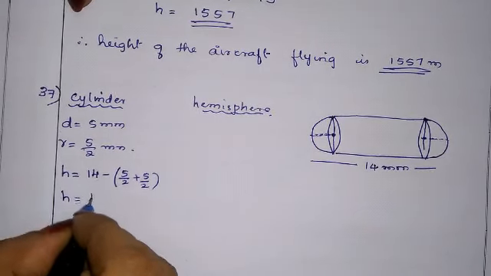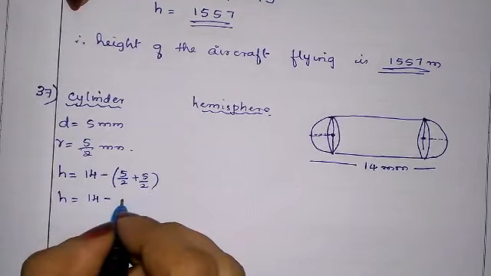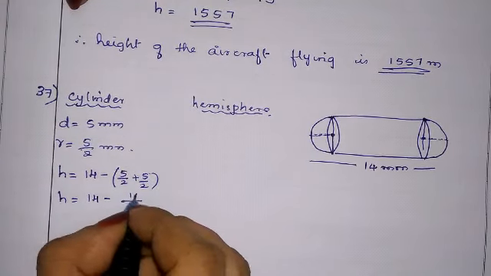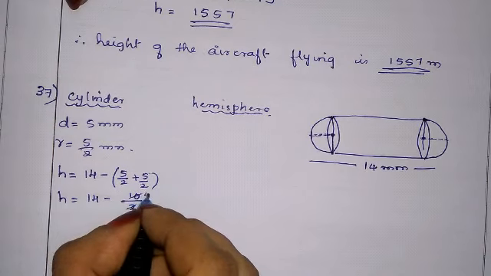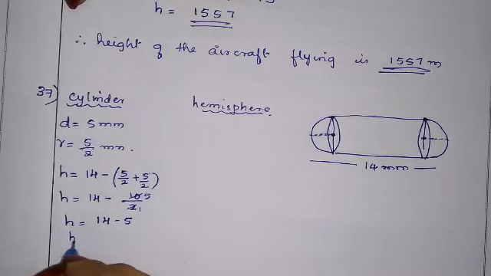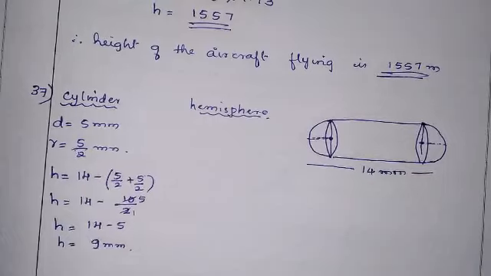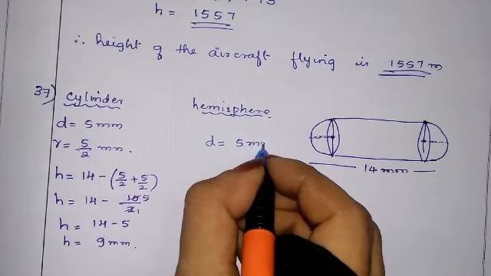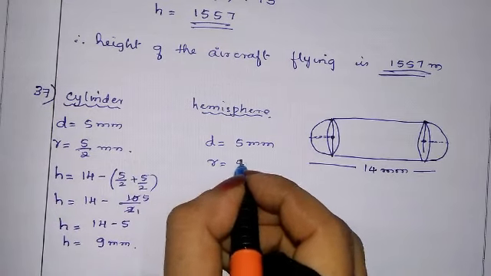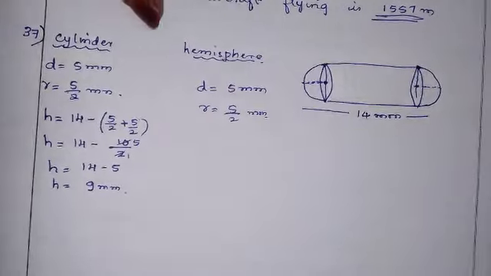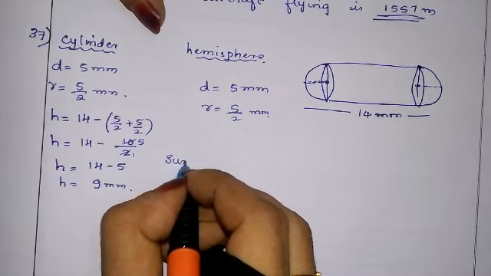So h is equals to 14 minus, denominator 2, 5 plus 5, 10. 2 ones are 2, 2 5s are 10. So h is equals to 14 minus 5. H is equals to 9 mm we got. So height we got 9. Now here in hemisphere, diameter is 5 mm. So radius is directly 5 by 2 mm. So let us find the surface area of capsule.